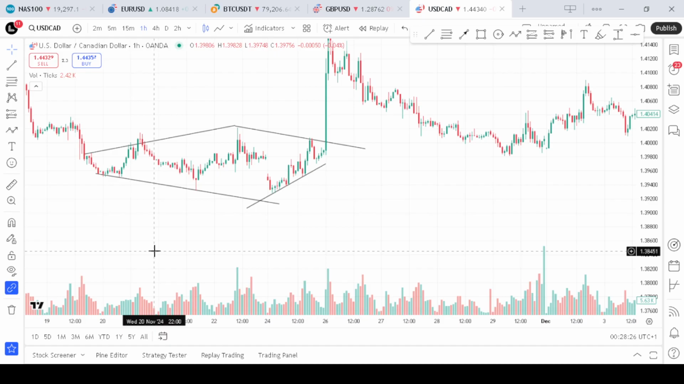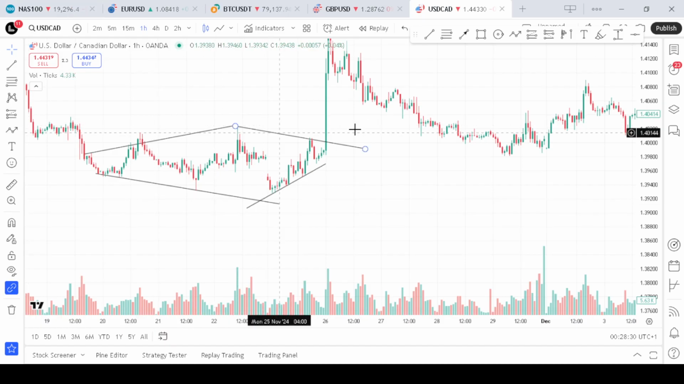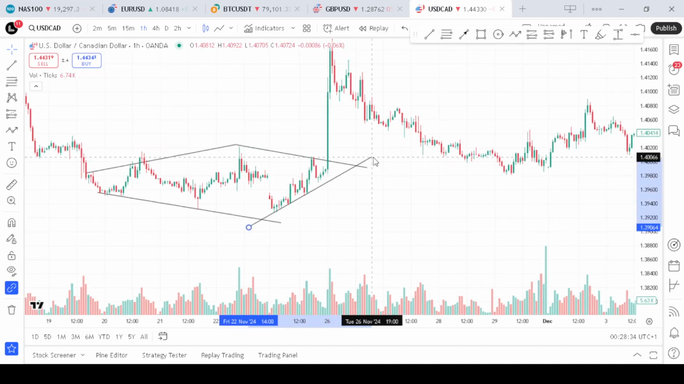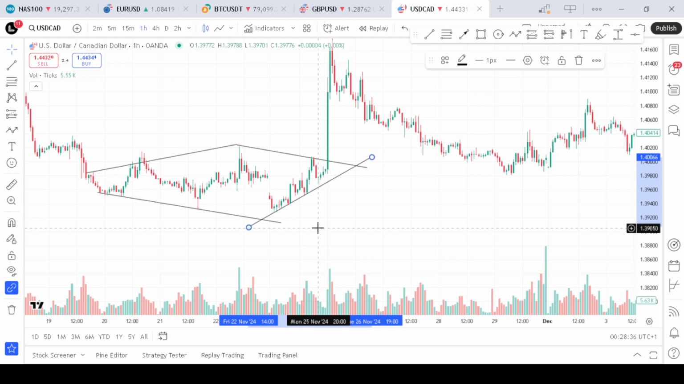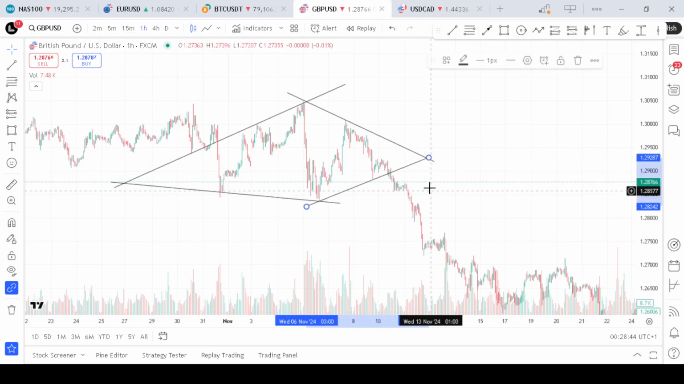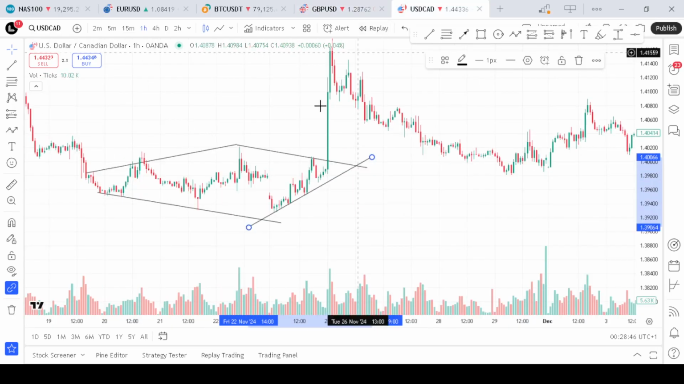Now, for a bullish diamond, you should look for a breakout above the resistance. In a bullish diamond, the breakout should occur above the resistance, while in a bearish diamond, the breakout should occur below the support level.